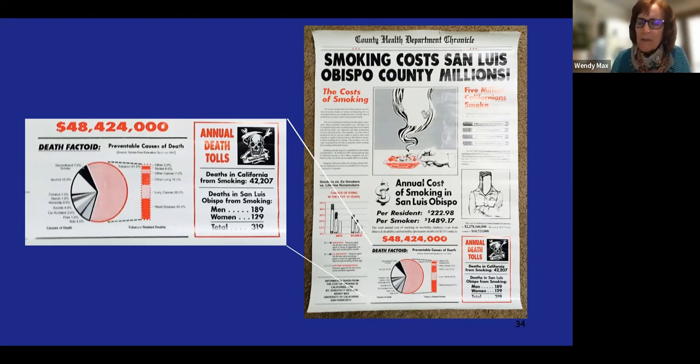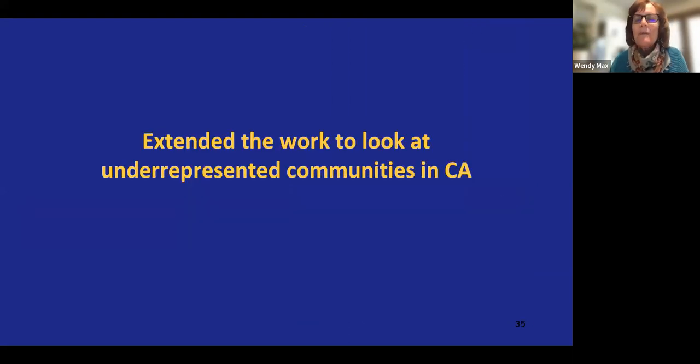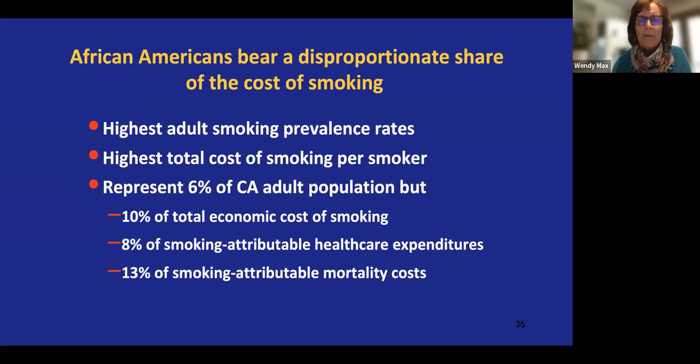So this is a report that takes us like 2 years to produce, because there's a lot of data analysis and a lot of keeping track of numbers. The counties have to add up to the total, et cetera, et cetera. But having done this work for the state, we've extended the work using similar modeling approaches to look at a number of subcommunities, a number of underrepresented communities in California. The first study that we did looked at African-Americans and Hispanic communities in California.